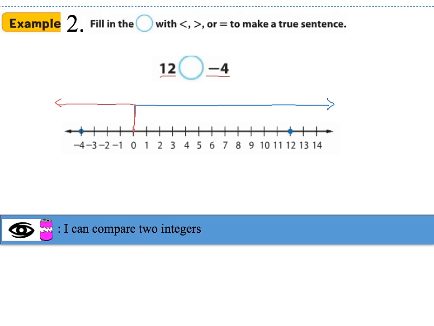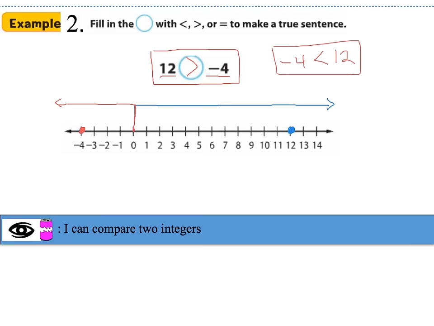So I'm going to take a look at positive 12. Positive 12 is on the right hand side of 0, so I'm going to place it right here on the number line. And then I'm going to look at negative 4. Well, negative 4 is on the left hand side of 0 because it's a negative number. So I know that positive 12 is larger than negative 4 because it's in the positive region. So I'm going to write my inequality like this. Positive 12 is greater than negative 4. This inequality shows that two statements are not equal. I can also write it like this. Negative 4 is less than positive 12.